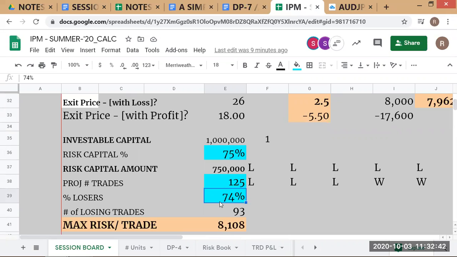How many will you do? What will be the percentage losers? Total number of losing trades. Then you divide the R cap by the losing trades. You get the maximum risk per trade. Is this clear? Yes, sir. It is clear. Okay, up to here is clear.